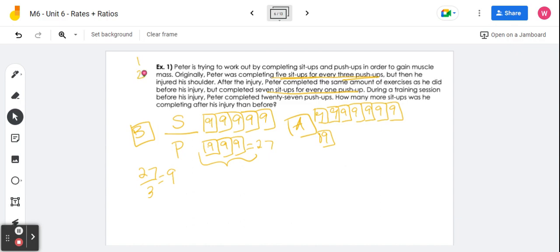We've done step 2 with our model. Step 3 is make sure that we're answering the question. And the question was, how many more sit-ups was he completing after his injury than before? Well, after, 1, 2, 3, 4, 5, 6, 7. 9 times 7 is 63. That was after. Before was 1, 2, 3, 4, 5. 9 times 5 is equal to 45. We want to see how much more than. He's completing 18 more sit-ups than he was before.